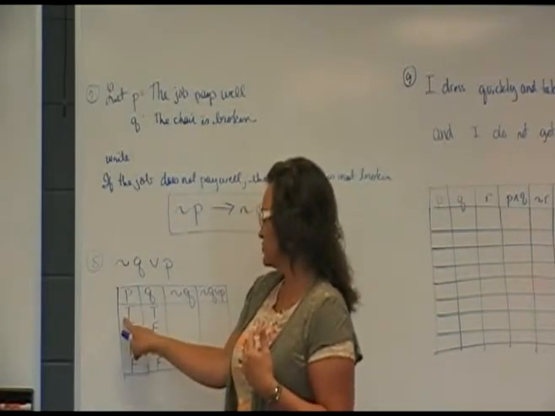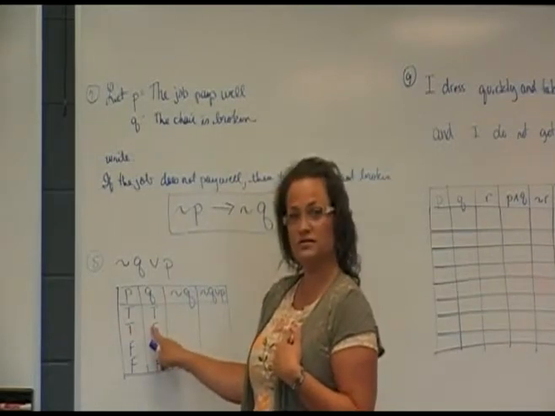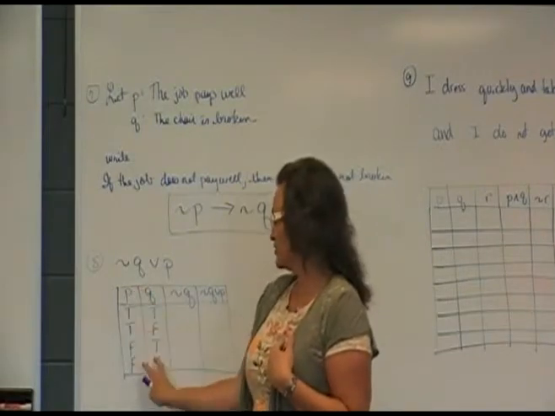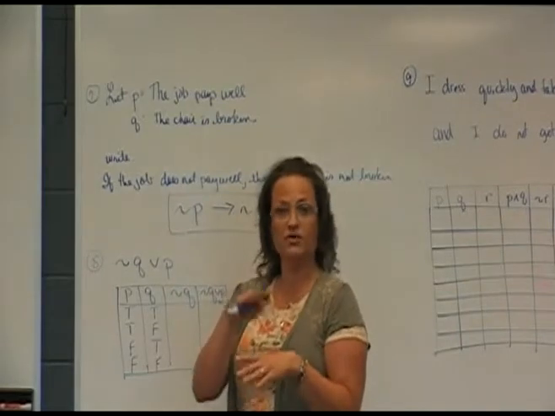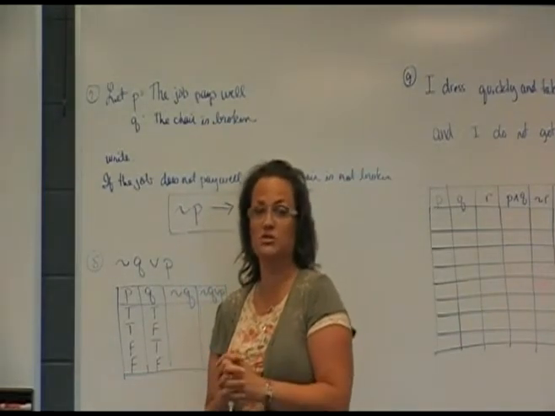P is true and Q is true. P is true but Q is false. Or P could be false and Q could be true. Or both of those could be false. That's the only possible combinations for that. Now if you have 3 statements, there winds up being 8 different combos for that. And that's why the table looks bigger.